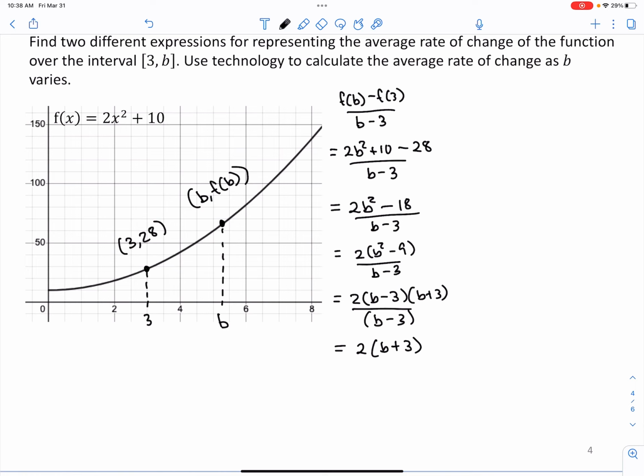Now this is a formula that tells me the slope of the secant line, and it's dependent on where b is. Let me go ahead and draw that secant line real fast. There it is. So there's the secant line that connects the 2 points. The slope of that line can be calculated by simply doing the calculation 2 times b plus 3, where b is the location of the second x coordinate. Let's go over to Desmos and show how to do this with technology.